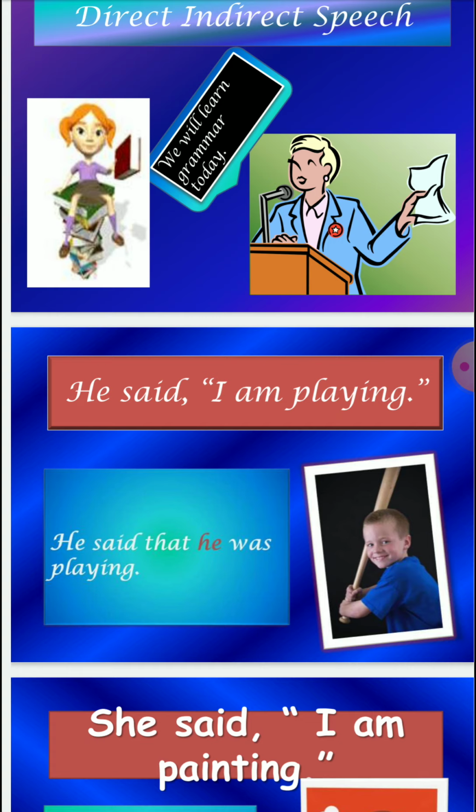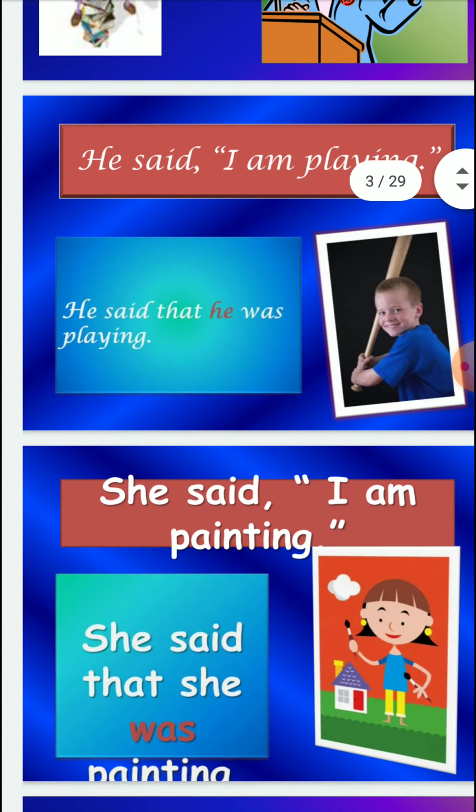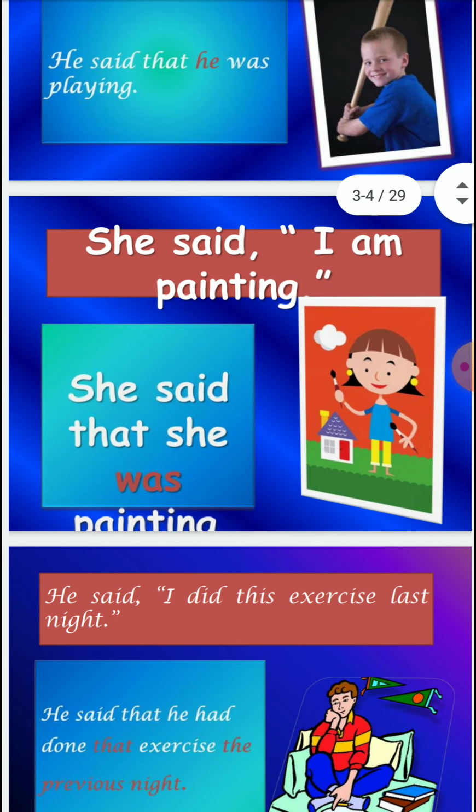Another thing which we can notice is that in the first sentence, our reported speech is in the present tense, that is present continuous, whereas our second sentence is in the past tense, that is past continuous, right? So "He said, I am playing" clearly becomes "he said that he was playing." Another example: "She said, I am painting" becomes "she said that she was painting."